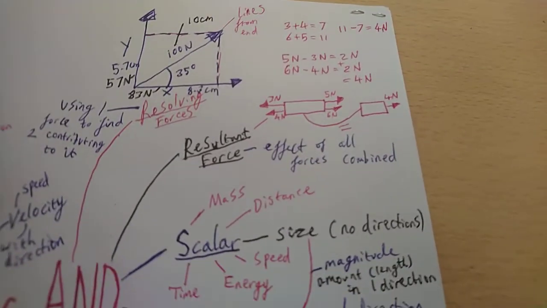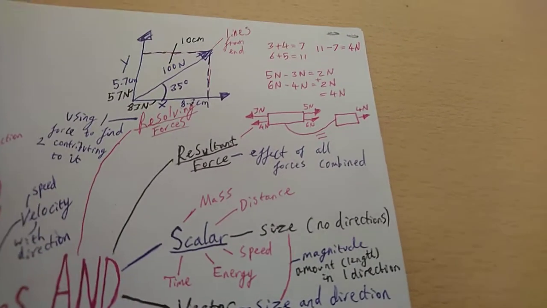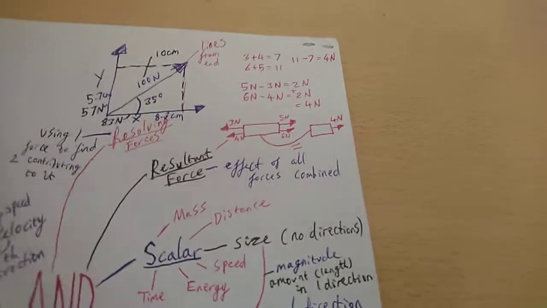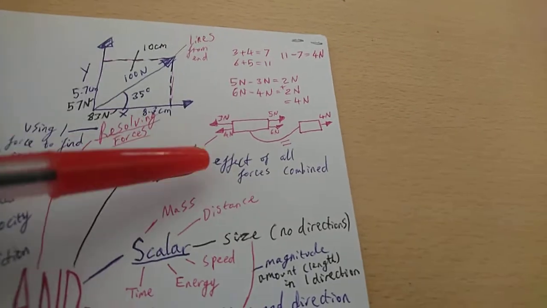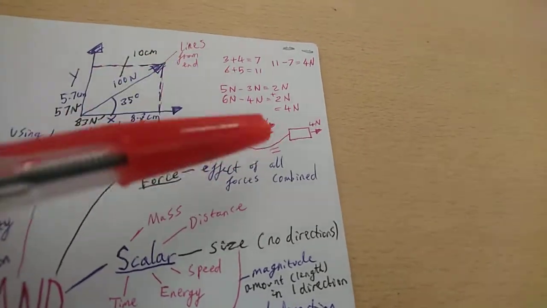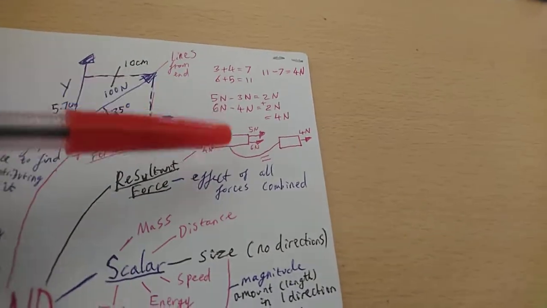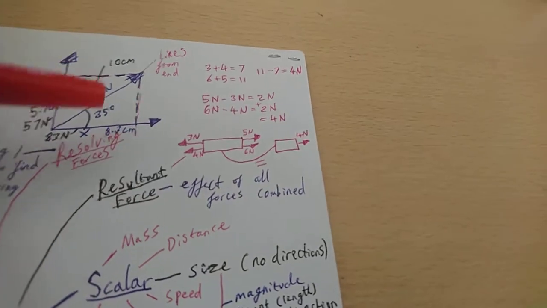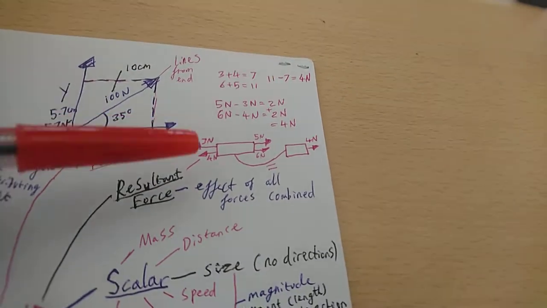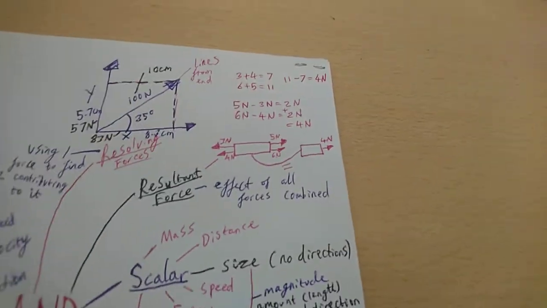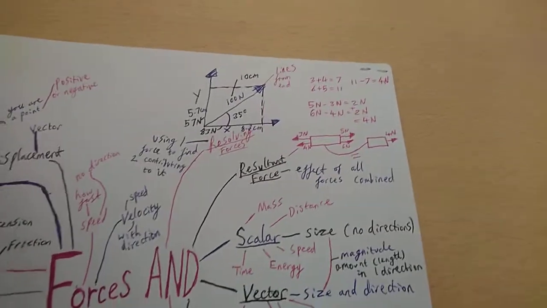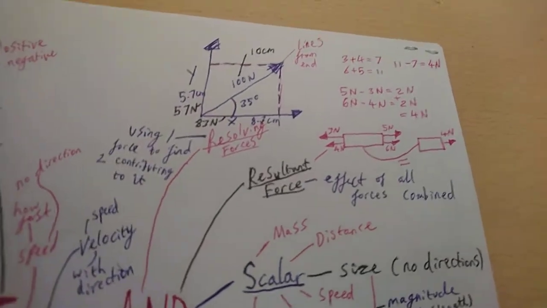So, what is the resultant force? A resultant force is the effect of all the forces combined. On this diagram, we can see that there's 3N going that way, 4N going the same way, and 5N and 6N going that way. If we add those two together, we get 11N, and we add those two together, we get 7N. So, we have to subtract the smallest from the biggest to find out how many newtons are going in the biggest direction. In this case, it's 4 newtons.